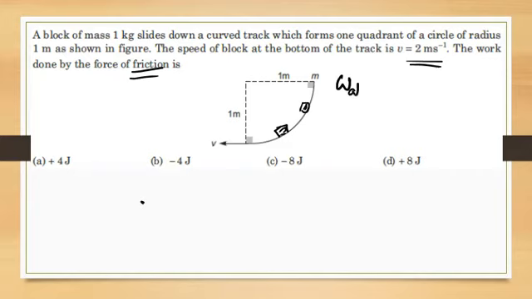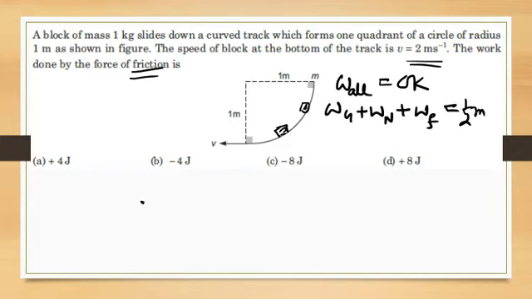We know that work done by all the forces is equal to change in kinetic energy. So all means what? Gravitational force is there, normal force is there, and the friction force is there. Apart from this, no other forces are there, which is equal to half m final velocity square minus initial velocity square. Okay, change in kinetic energy.